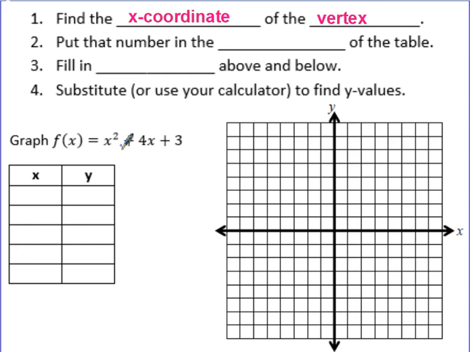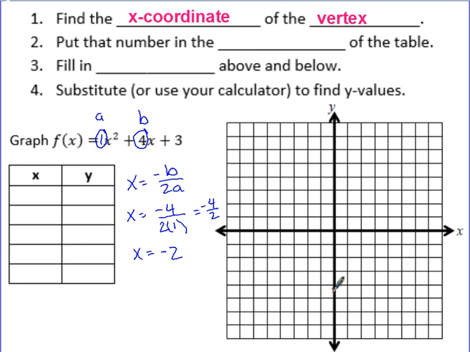So if I'm going to graph x squared plus 4x plus 3, remember that to find the x-coordinate, we use x equals negative b over 2a. This number right here by the x is b. Whatever number is in front of the x squared is a. If there's nothing there, we're going to make it a 1. So I have x equals negative 4 over 2 times 1. 2 times 1 is 2, so negative 4 divided by 2 is negative 2. The x-coordinate of the vertex is negative 2.